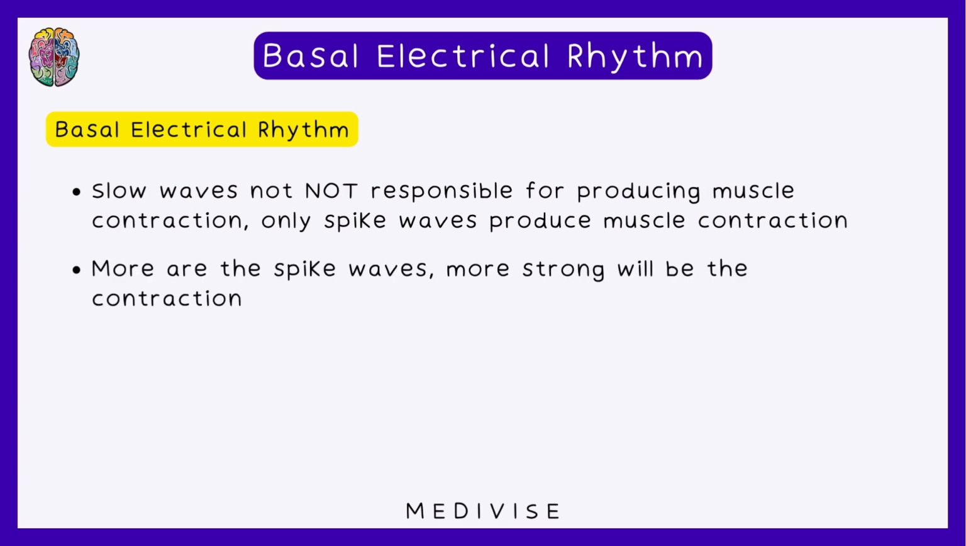Also, the more spike waves there are, the stronger the contraction will be. If there are only one or two spike waves, the contraction will be weak. But imagine if there are 5 or 6 spike waves, the contraction will then be very strong.